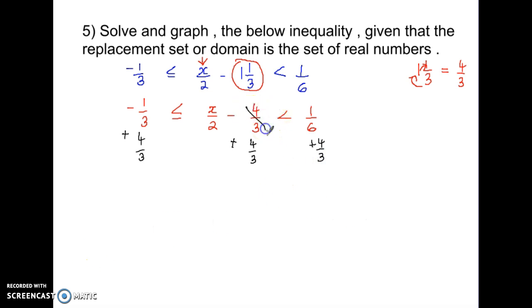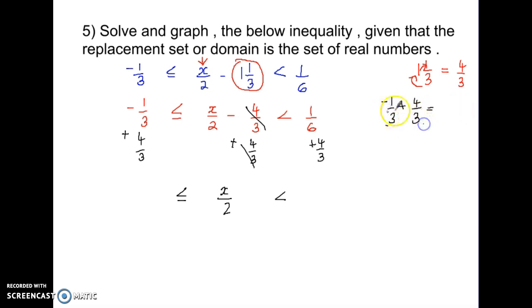And then this gets cancelled. So this is my less than or equal to sign. This is my less than sign. I'm only left with x over 2 in the middle part of this inequality. The left side, let's do that over here. Minus 1 over 3 plus 4 over 3.